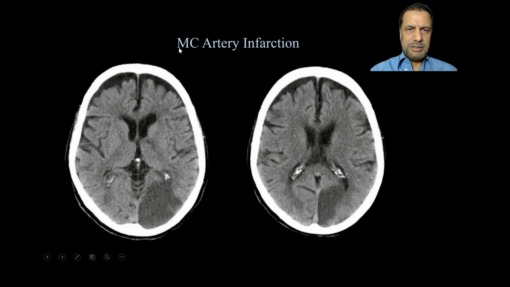Now, sorry, this should be a PCA infarction. The occipital lobe is infarcted here. So this is an isolated posterior cerebral artery infarction in this case. And sometimes you see something like this when they have herniation of the brain and stretching of the posterior cerebral artery.